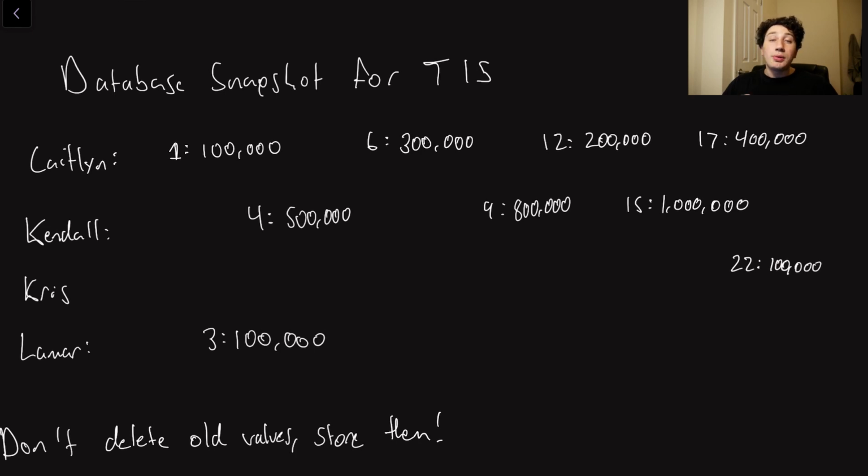Well, the way that I'm going to propose that we do this is every single time that a value gets overwritten, instead of just deleting that value, you store all of the values with the transaction number that wrote them, and then keep all of those values. So as you can see, transaction 1 said that Caitlin's bank account balance was 100K. On transaction 6, it was overridden to be 300K, and on transaction 12, it was overridden to be 200K.